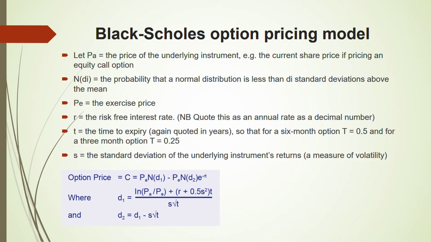Remember, you first have to find d1, because if you don't find d1 you cannot find d2. Your d2 is dependent on d1. If you see the formula, d2 is d1 minus S into square root of T.